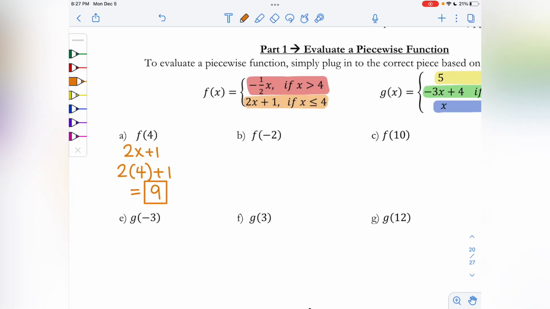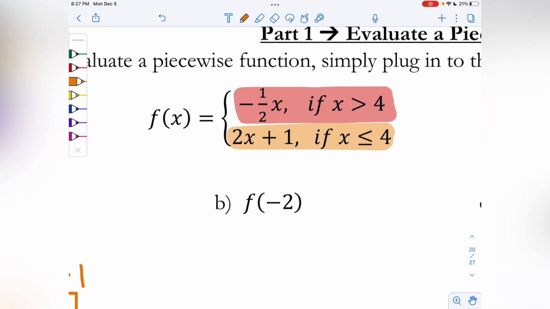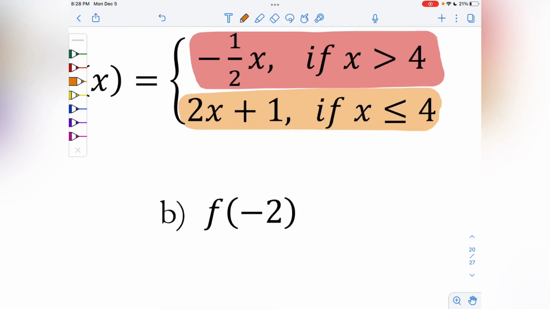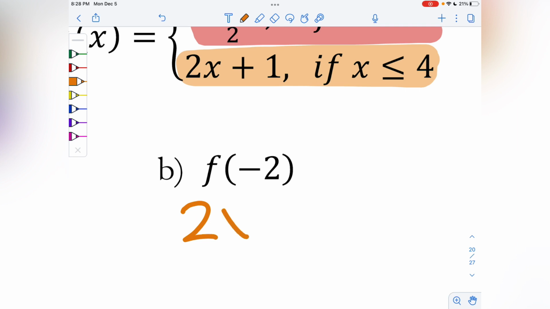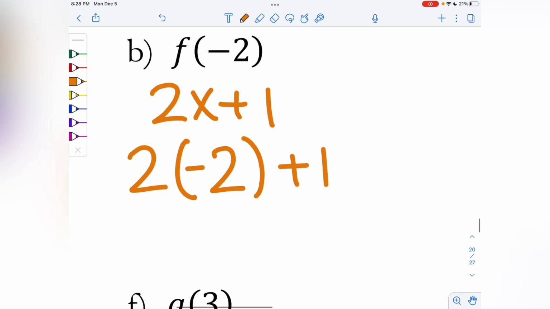Okay, so the next problem says f of -2. For f of -2, we're still working in the f function, but we have to figure out, is this going to be plugged into the red part or the orange part? Well, -2 is less than the number 4. So we are still plugging into the orange part because it falls into that category. So we are, again, plugging into 2x plus 1. So I am plugging in -2 for x. So that's -4 plus 1, which is -3.